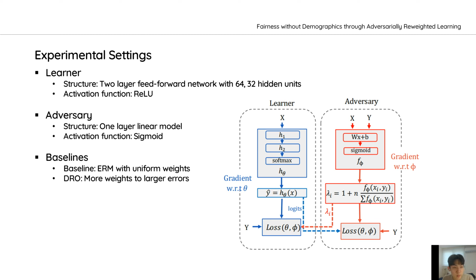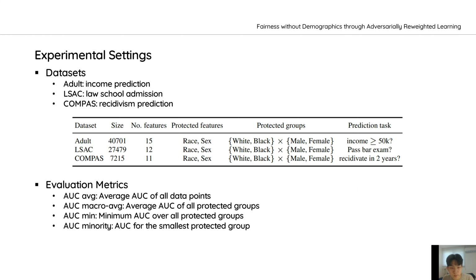And there are baselines like the core baseline, which is standard ERM with uniform weights, and DRO, which I previously mentioned, which puts more weight on larger errors. And they test on the following datasets: Adult, which predicts income, LSAC, which predicts law school admission, and COMPAS, which predicts recidivism. And the details of the datasets are shown in the table.